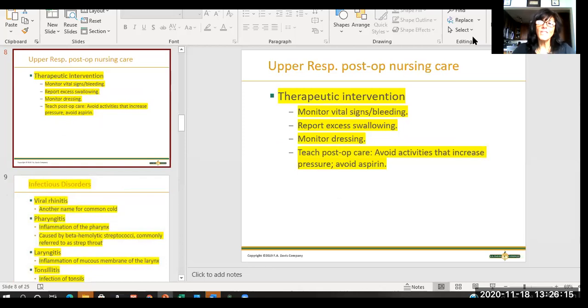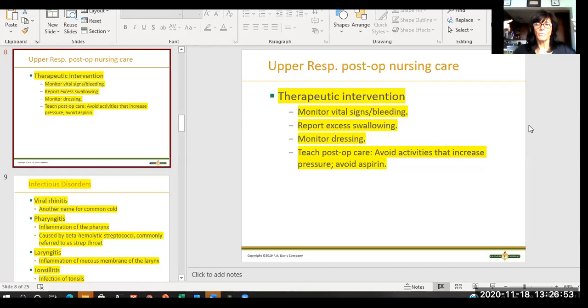Upper respiratory, I put this as one thing, post-operative care, because any surgical procedure up here, in other words, did we remove someone's tonsils, right? Any surgical procedure that's upper respiratory, there's some things that you need to know post-operatively. You're going to be monitoring vital signs, looking for bleeding. Excess swallowing, this is important. If you're looking at your patient and they're sleeping and you see them swallowing, they're bleeding. So you want to wake them up and sit them up.